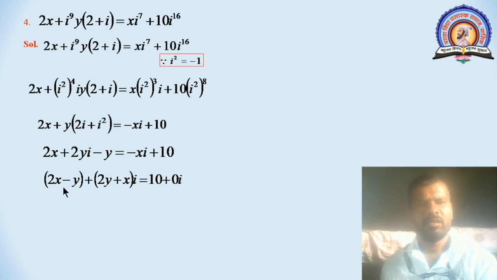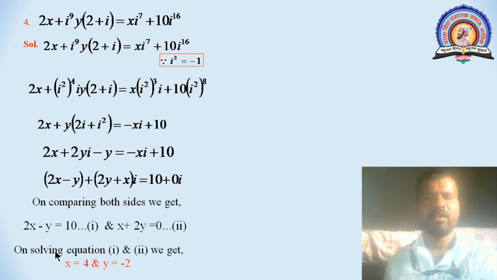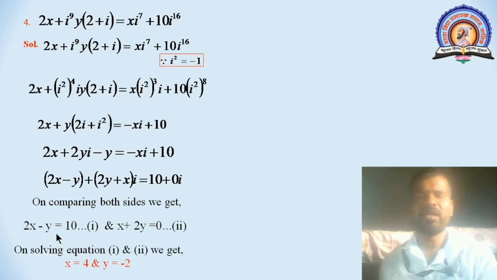So again, equating real and imaginary parts, you will get 2x minus y is equal to 10 and 2y plus x, that is x plus 2y is equal to 0. These are the two simultaneous equations. On solving these equations, you get x is equal to 4 and y is equal to minus 2.